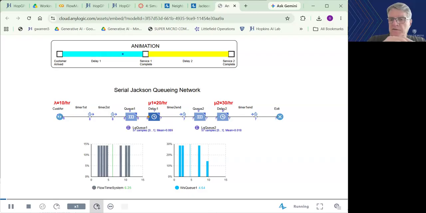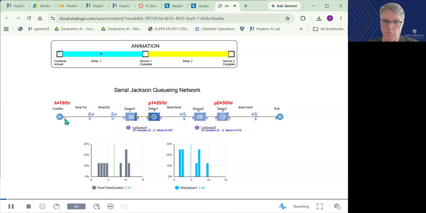In our particular network, we're looking at a serial Jackson network where we've got arrivals coming into the network in one Poisson process at the rate of 10 per hour. They hit the first station where they get exponential service at the rate of 20 per hour. Then they hit the second station where they get service at the rate of 30 per hour.